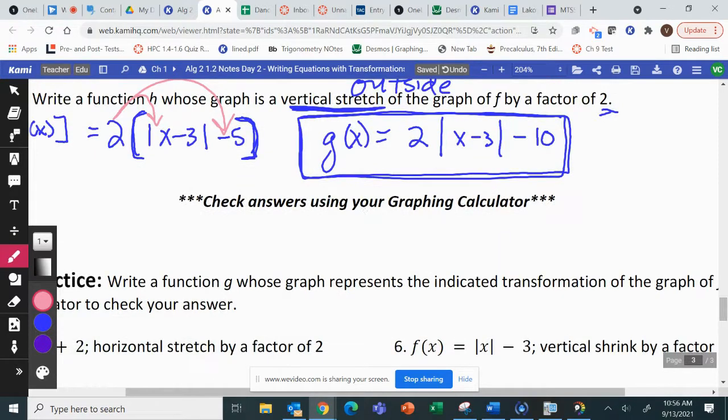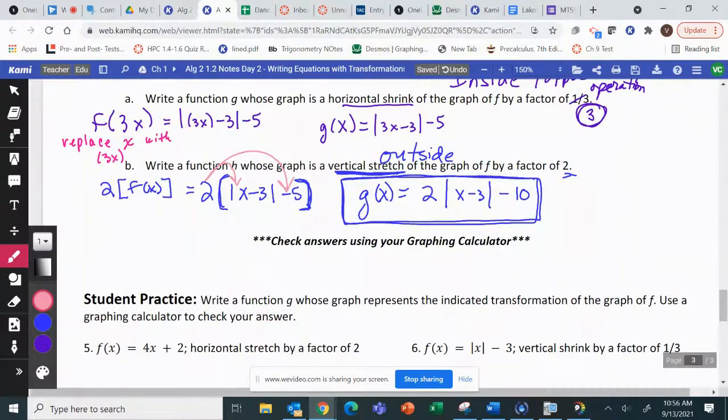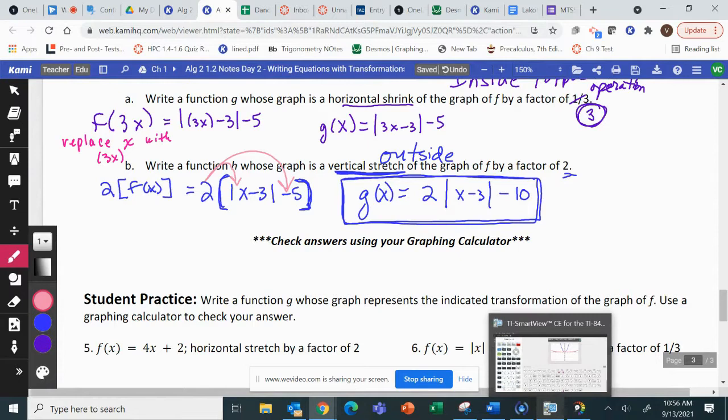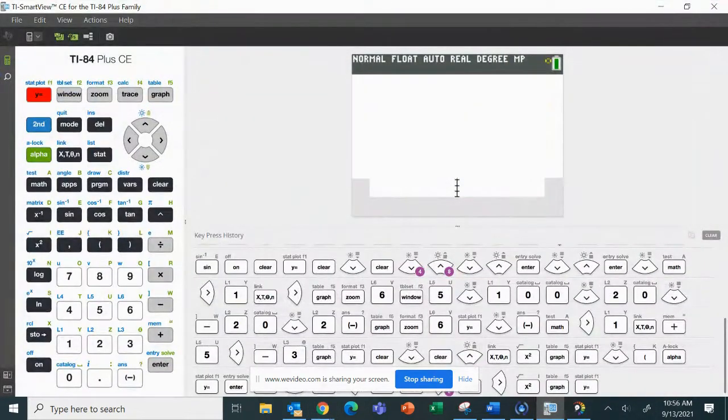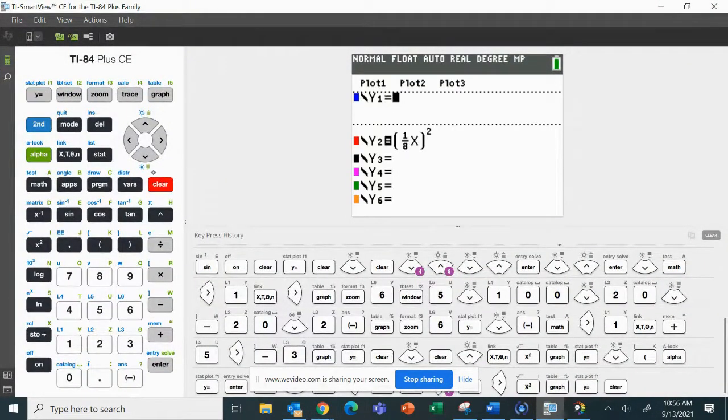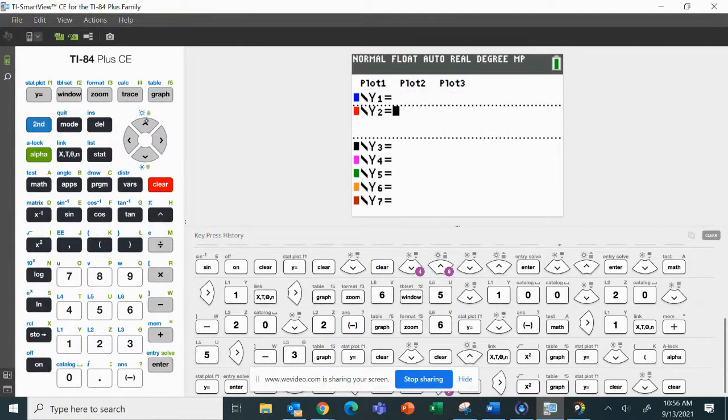It says check your answers with your graphing calculator. Let's pause and do one of these graphing calculator checks. Then you won't be able to use it on a quiz. Wednesday.